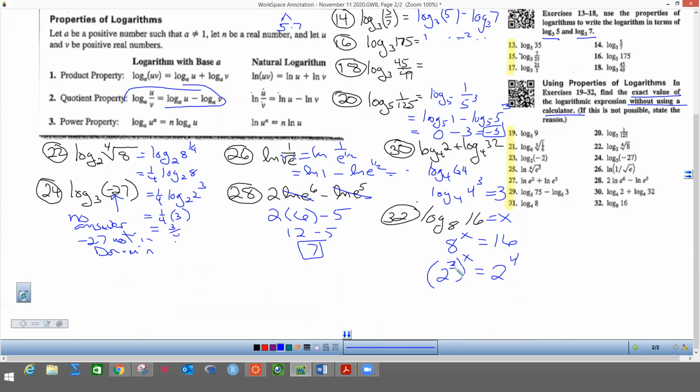Well, you're supposed to know that if you have a power to a power, you multiply those. So this is 2 to the 3x equals 2 to the 4th. And then this is one of those 1-to-1, since the bases are both 2. You can set the exponents equal to each other and solve. So x would be 4/3. This would be our answer for this problem.